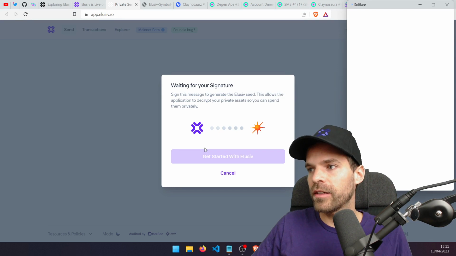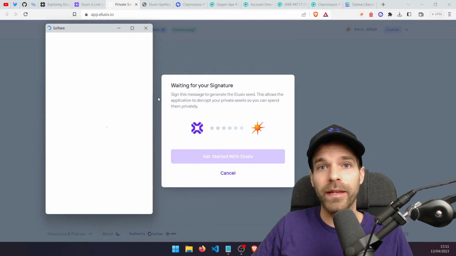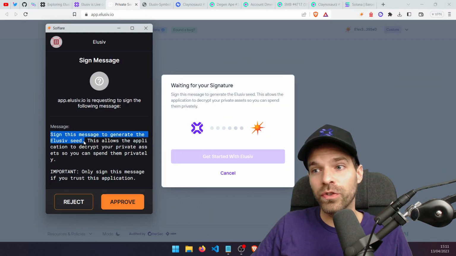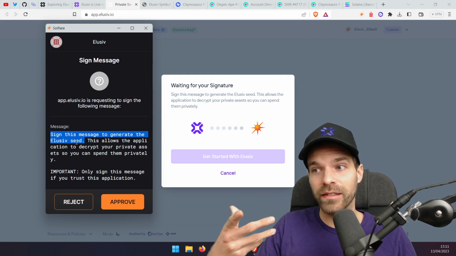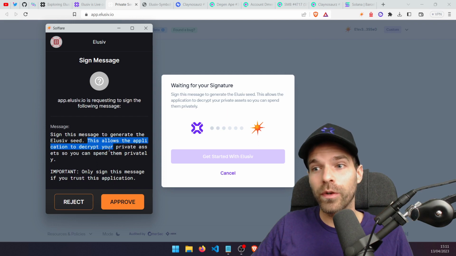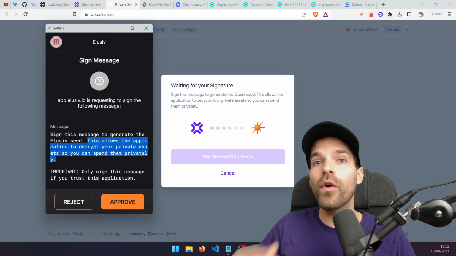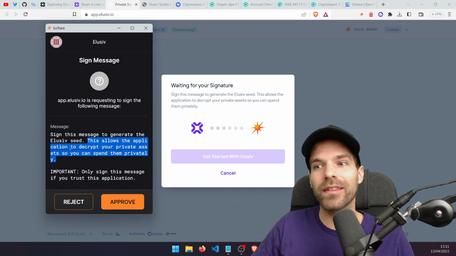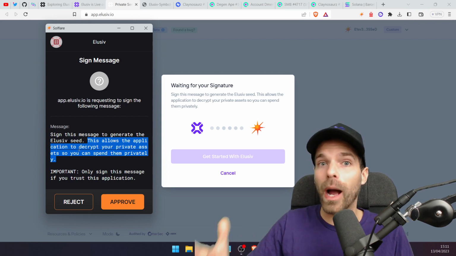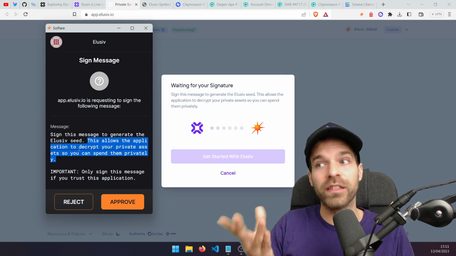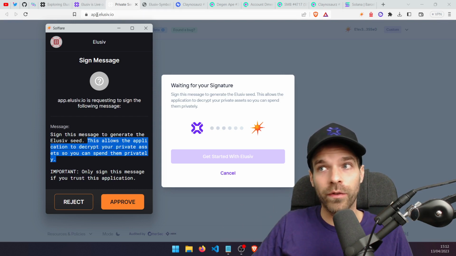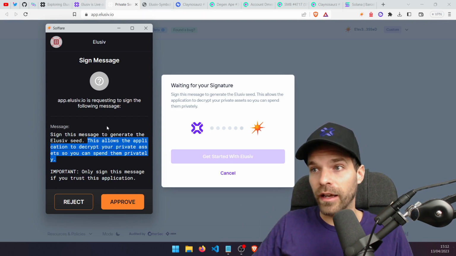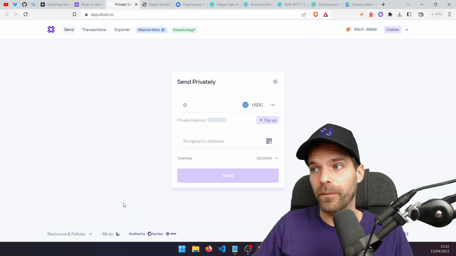And I say get started, and then I get to sign a message. And this is then used to generate the Elusiv seed. So by signing this, it allows the application to decrypt my private assets. So even though I'm not signing a transaction, I'm signing this message, and by that, I basically give away the power to send funds. So make sure that you're on the right website and trust the application. Okay, approve. So far, so good.